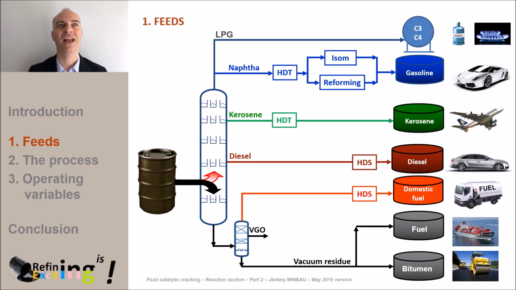Once the vacuum distillation has produced its VGO, it is generally stored in a tank at a temperature of about 70 to 80 degrees C, so that it does not solidify and remains in liquid form. Our feed is now ready for cracking, so see you in the third video to discuss the FCC process.